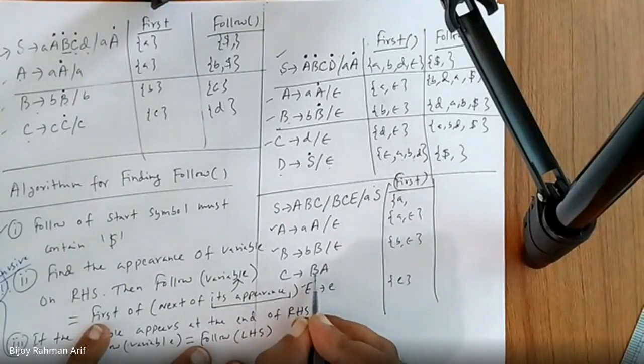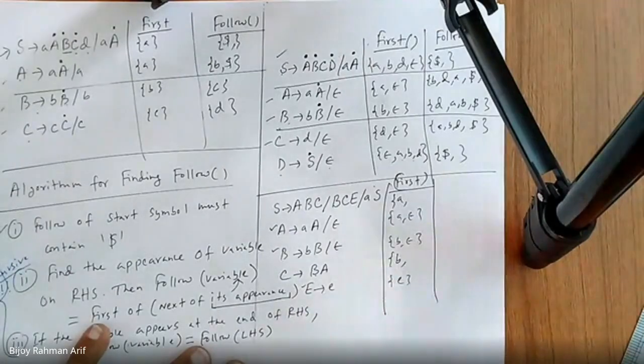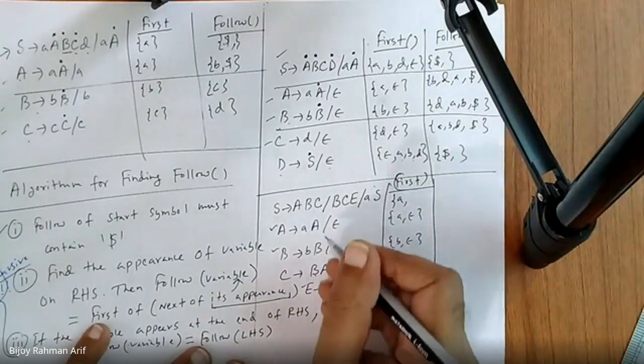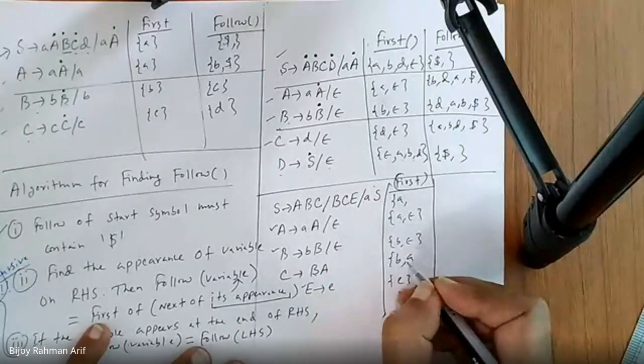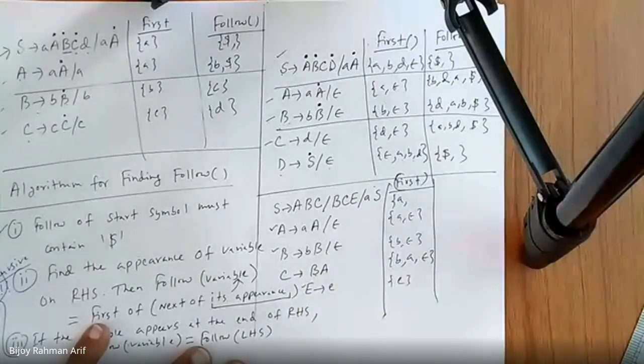What is first of B? First of B is nothing but B. And if you put epsilon, then what happens? This one is crossed out, A is exposed. What is first of A? First of A is nothing but A. If you put epsilon, the whole thing becomes epsilon. So this one is epsilon. Now let's go over here.